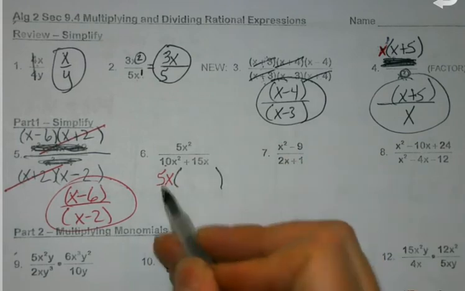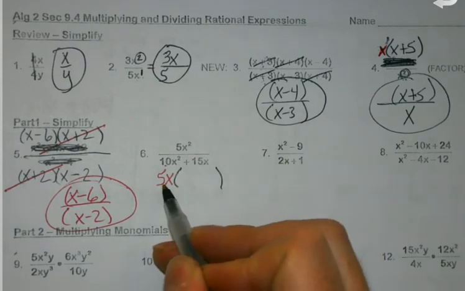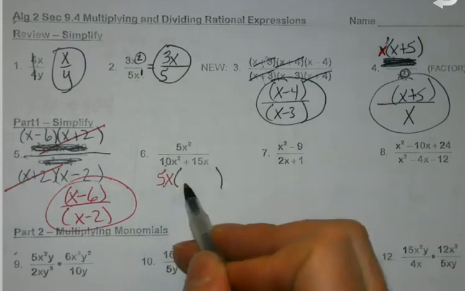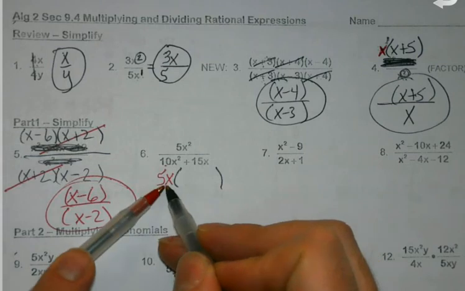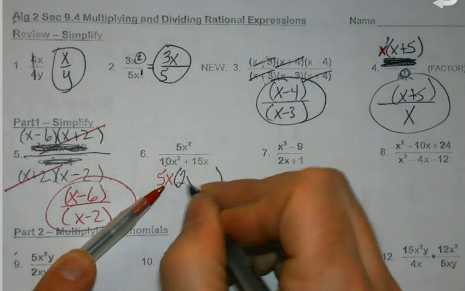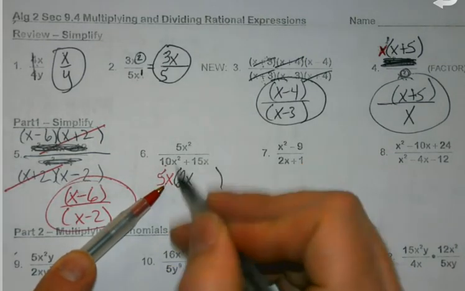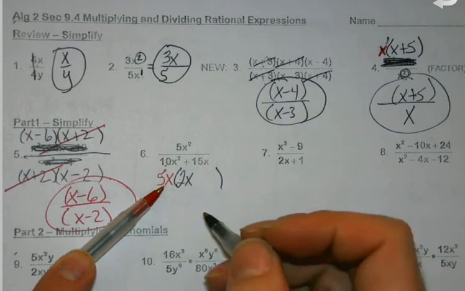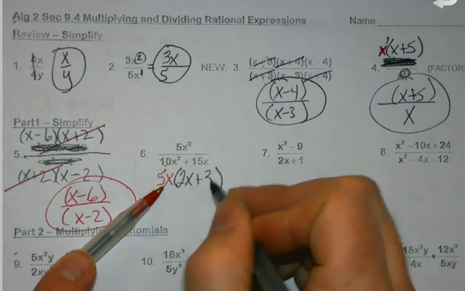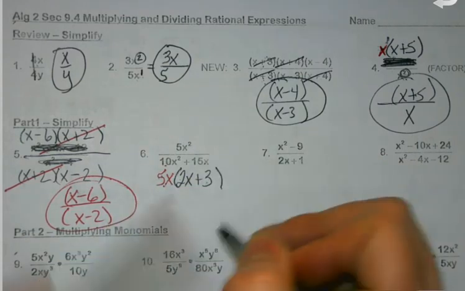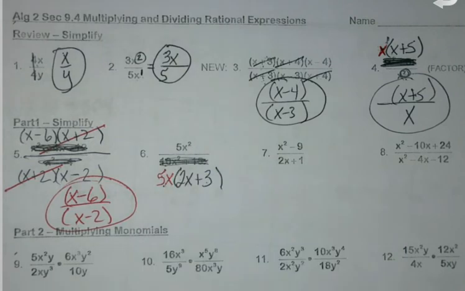And then again, whatever I multiply 5x by to get each term back is what goes in here. 2x, because 5 times 2 is 10. x times x is x squared. And 5 times 3 is 15. Okay, so we got that out of there.